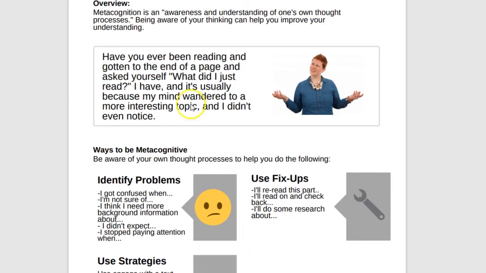Okay, be sure that you are aware of your metacognition. What this means is awareness and understanding of your own thought process. So being aware of how you're thinking can help you improve your understanding. Have you ever been reading and gotten to the end of a page and asked yourself, what did I just read? I have, and it's usually because your mind wanders. Maybe you think of something more interesting. You didn't even notice you were not paying attention. Well, be aware of different ways you can fix this.